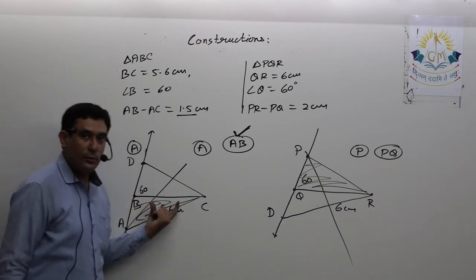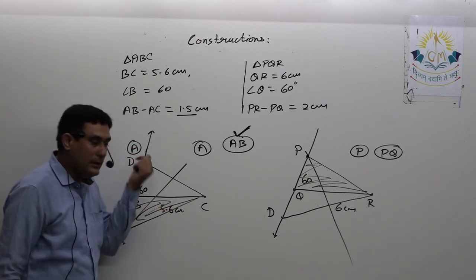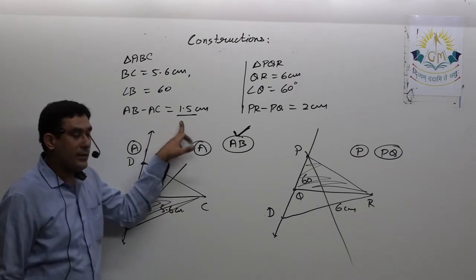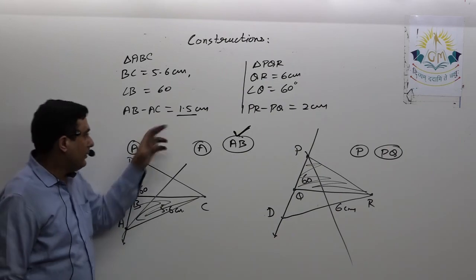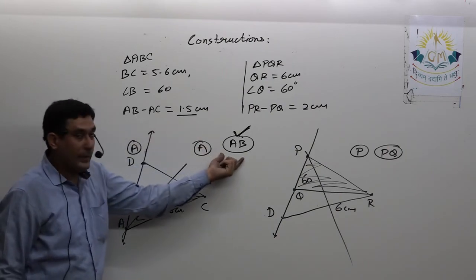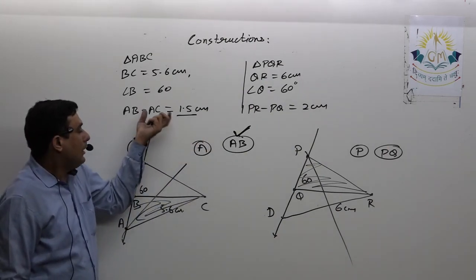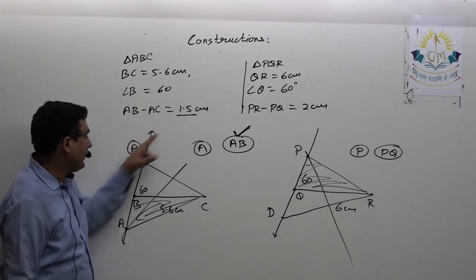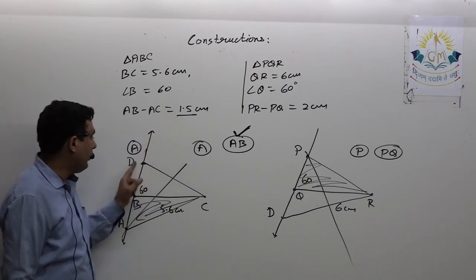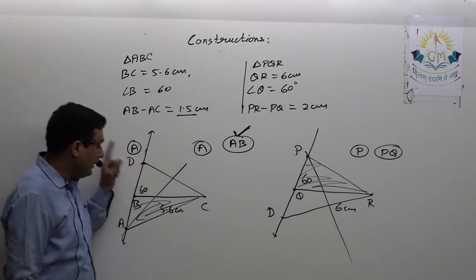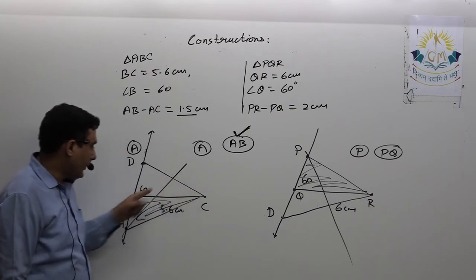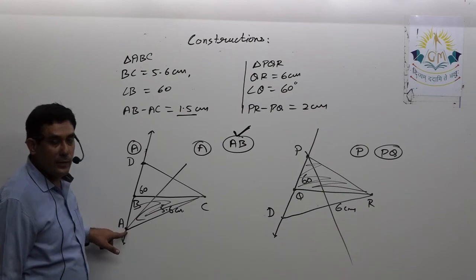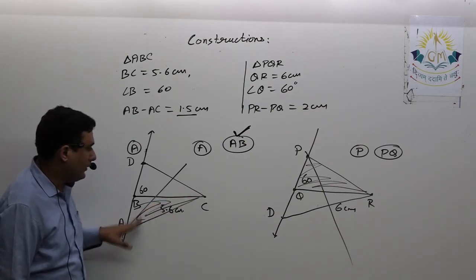First I took the base, then I drew the base angle, then I took B as the center and took the radius as the difference. Now I got to know that this segment AB is greater, so the arc should be above the base. So by taking B as the center and 1.5 radius, I draw an arc which meets the ray at point D. Then join DC, and draw the perpendicular bisector of DC. Wherever it meets, that will be the third point. Join that third point with C, and you will get the triangle.